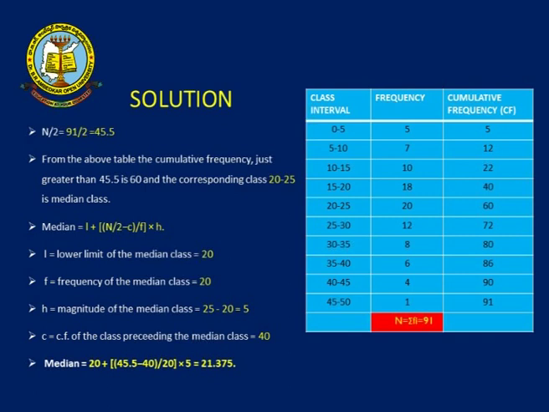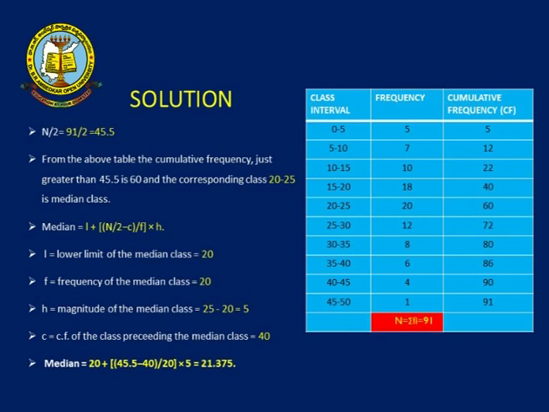Next, find the cumulative frequencies. Cumulative frequencies means first of all write the 5 as it is. Then add: 5 plus 7 is 12. Next, 12 plus 10 is 22. 22 plus 18 is 40. 40 plus 20 is 60. 60 plus 12 is 72. 72 plus 8 is 80. 80 plus 6 is 86. 86 plus 4 is 90. 90 plus 1 is 91. This is the cumulative frequency sum. The total sum is also 91.